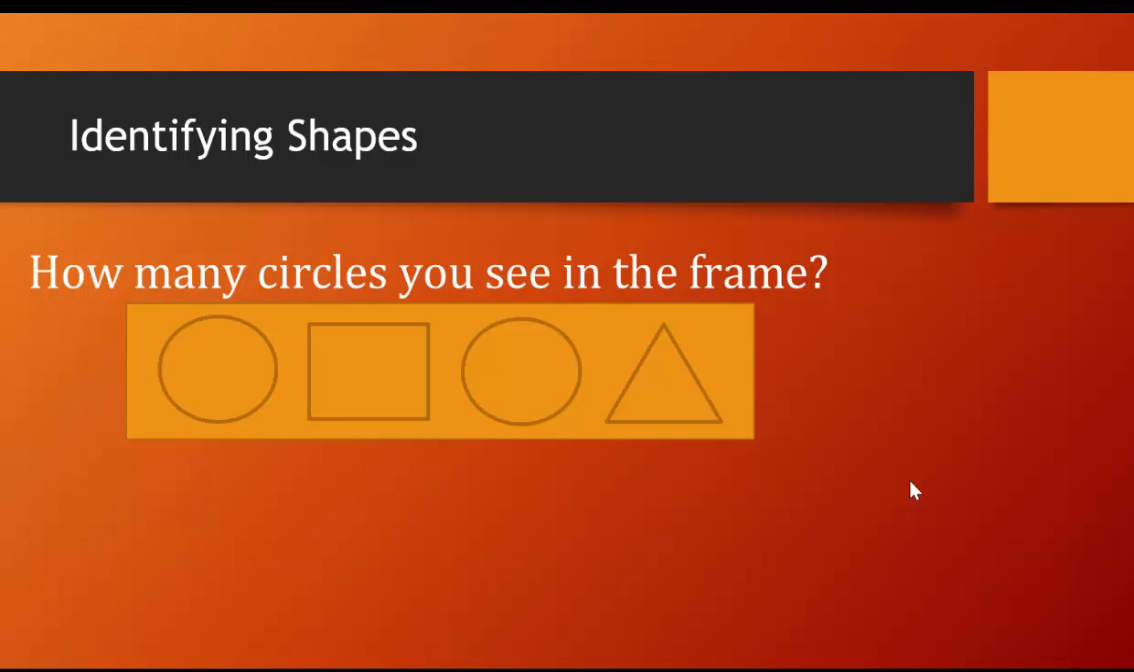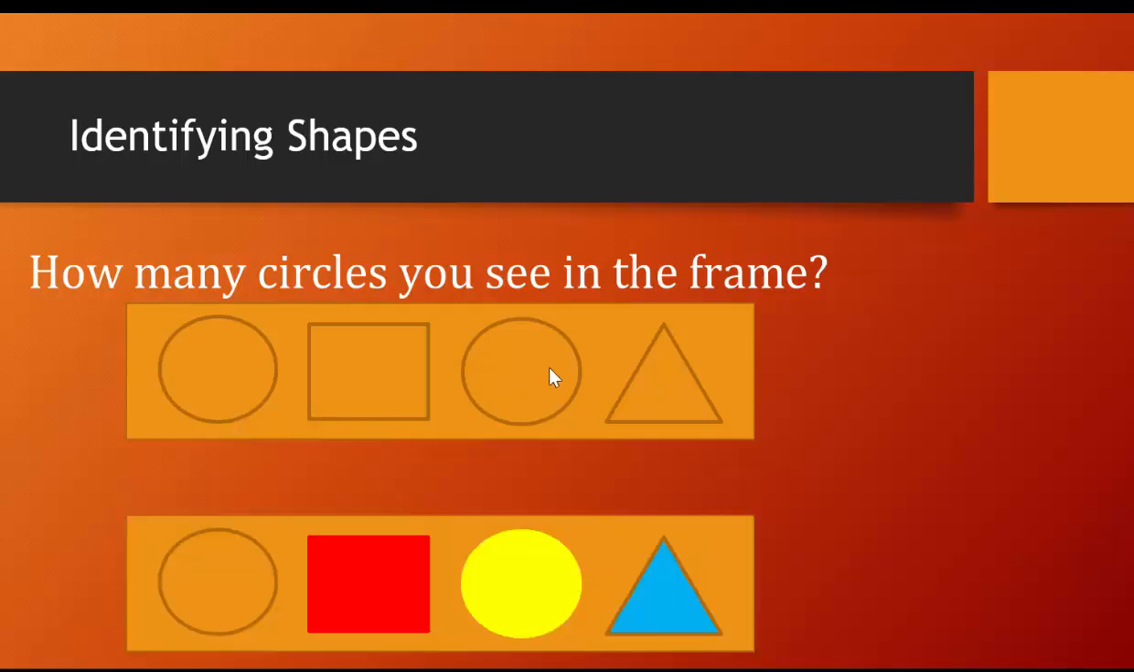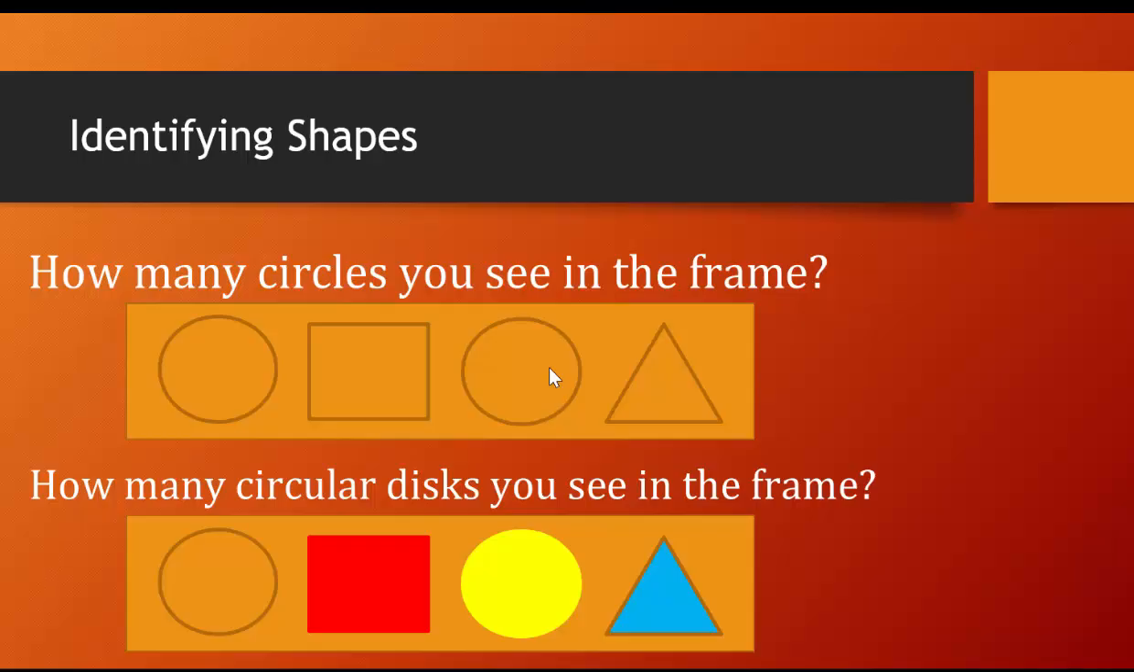Next we are saying now how many circles you see in the frame. So students identify that 1, 2. So 2 circles, they will say 2. Next picture we are asking how many circular discs you see in the frame. So only one here. This one is a circle, not a circular disc.